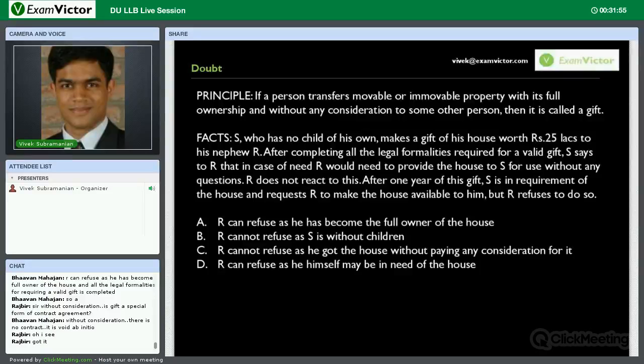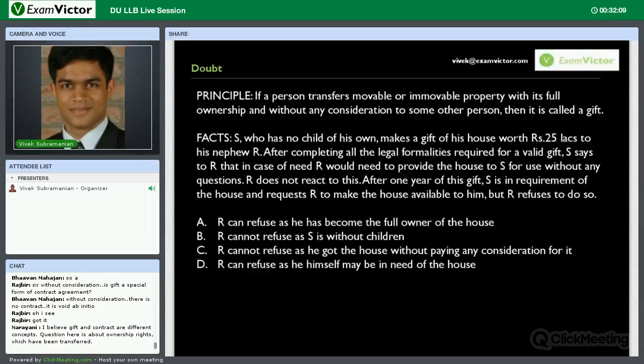Bhavan is saying that without consideration there is no contract and so it is void ab initio. Yes, it's not a contract, and that's why a gift is a special type of transfer where you don't need a consideration, and obviously if there is a consideration it will be a contract, and then it will all depend upon what were the terms of the contract, whether the contract provided that S should be allowed to occupy it as and when he needs it, etc.